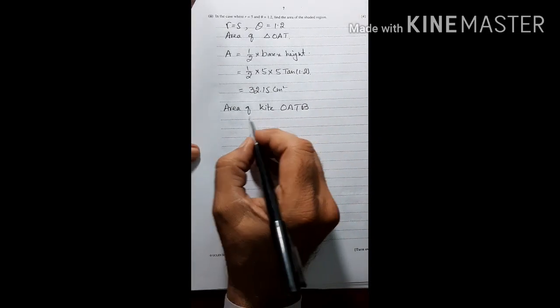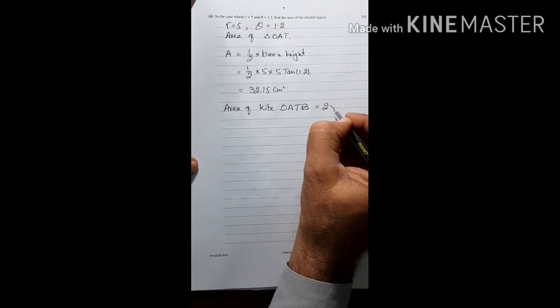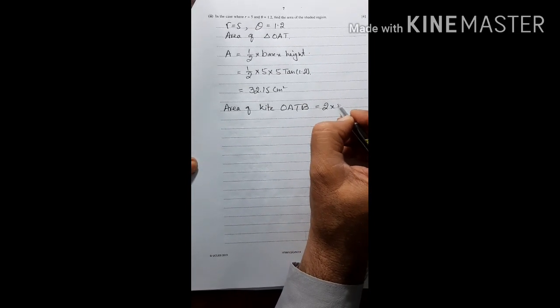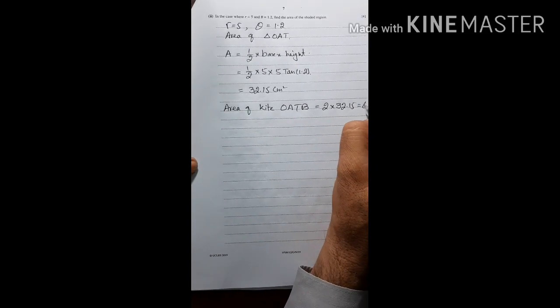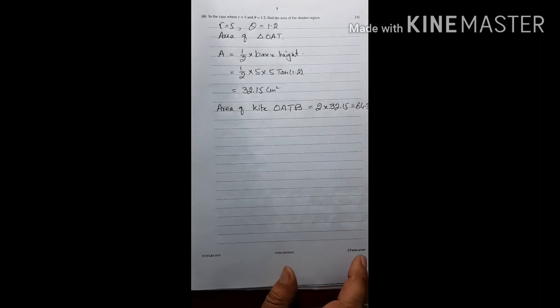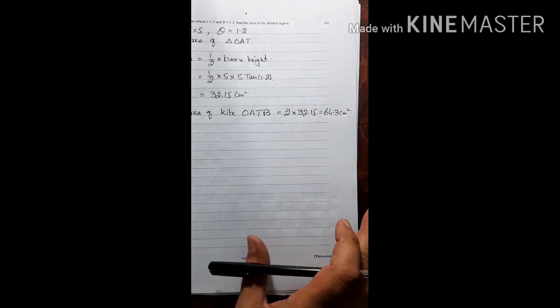So the area of the kite is equal to 2 into 32.15, which is 64.3 centimeters square.